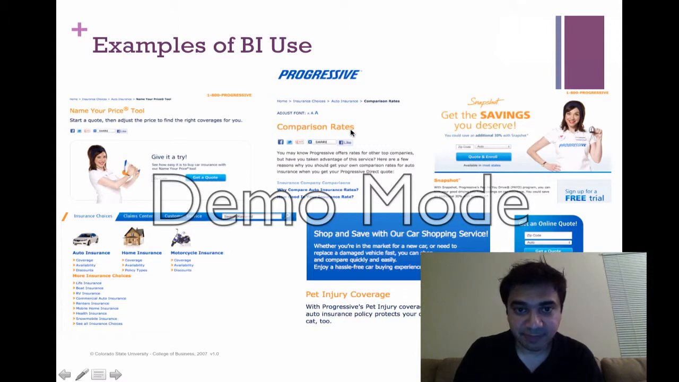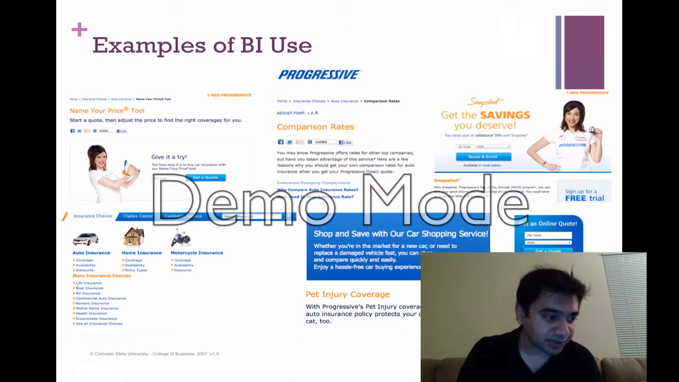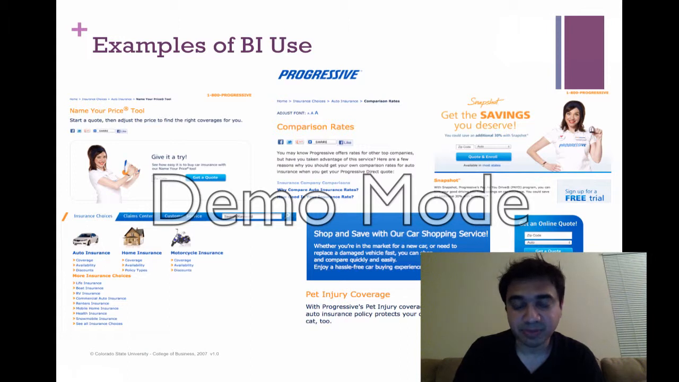The second is the comparison rate. Progressive does not shy away from providing a comparative analysis of where its rates stand vis-a-vis its competitors. How does that help Progressive? It brings complete transparency. The customers are impressed, there is customer loyalty, and customers come to trust Progressive as a brand when Progressive is being very transparent in terms of how its pricing compares to auto insurance pricing from its competitors.